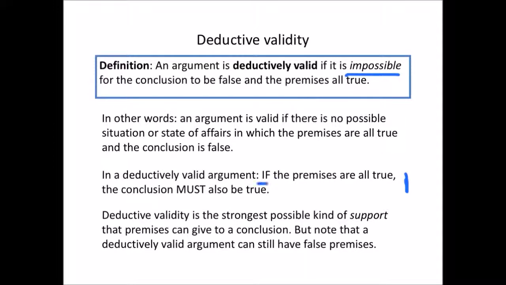But it only says if. This doesn't mean that the premises are actually true. Deductive validity is a type of support. It's the strongest possible kind of support that premises can give to a conclusion. But it's important to remember that support is not the only criterion for a good argument, for a successful or cogent argument. The other criterion is that the premises have to actually all be true. And calling an argument deductively valid doesn't mean the premises are all true. It just means if they were all true, the conclusion would also have to be true.